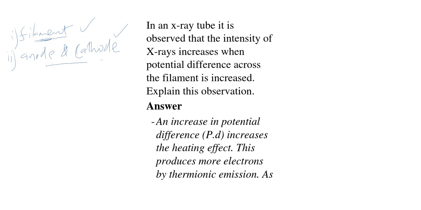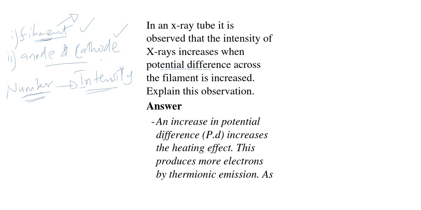So in the filament, when the potential difference is increased, more heating effects will occur, and therefore the number of electrons will be more. And it is the number of electrons that determines the intensity. Remember, the intensity is the quantity of electrons. So the intensity of X-rays is determined by the number of electrons, and this is caused by high heating effect on the filament and thus the cathode.